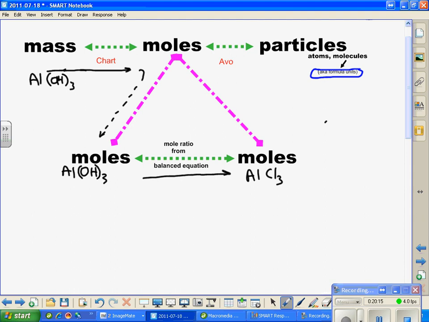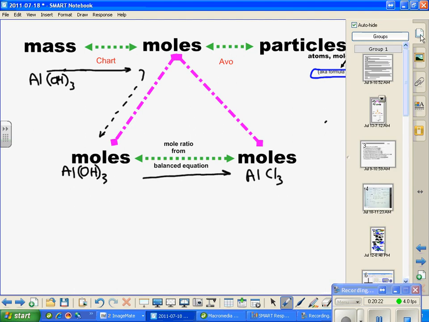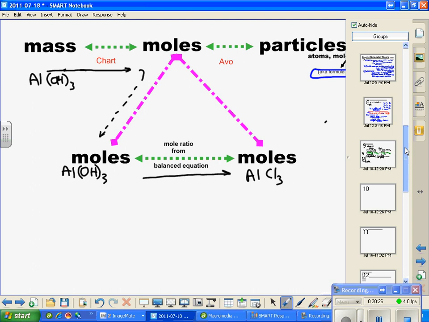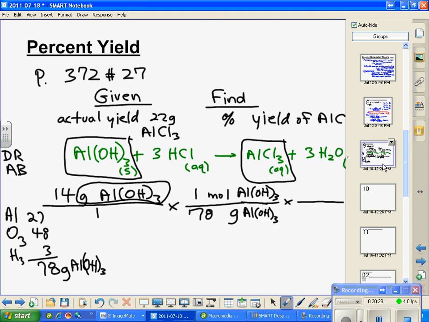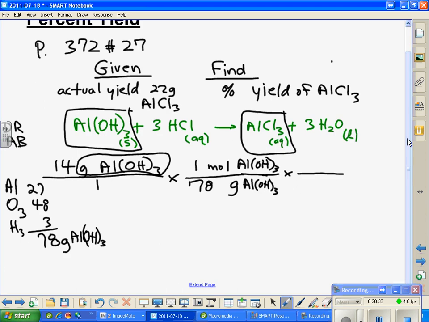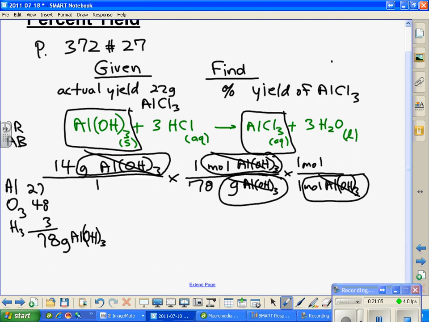Okay. How do we figure it out? Balanced equation, mole ratio. All right, let's go back. Okay, so what do we do? This is the step we're doing now. What's on the bottom? 1 mole Al(OH)3. And on the top, yeah, this is 1 mole. And so that's circled. That's going to cancel. Grams to grams cancel. And we got 1 mole of AlCl3.